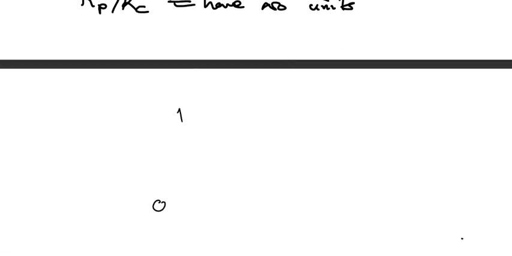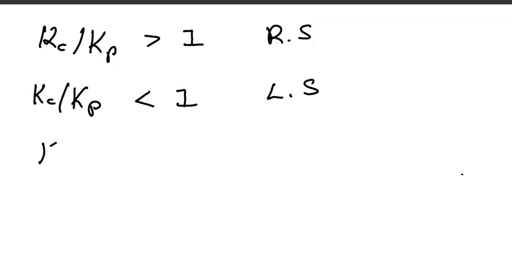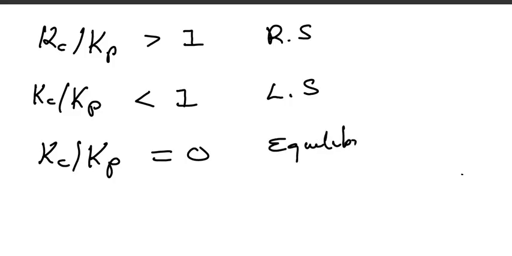Then whether Kc or Kp, you should know that if the value you get is greater than 1, it means we're having the right shift. If this same expression is less than 1, you're having a left shift. Then if it's equal to 1, your system is at perfect equilibrium. So this is what we mean.